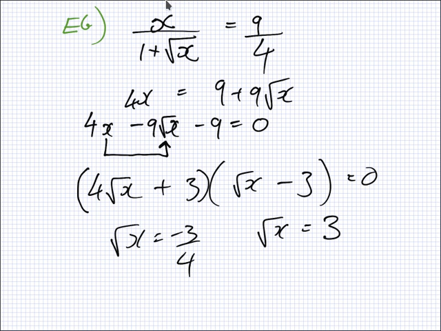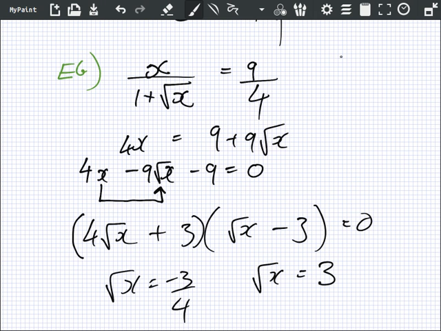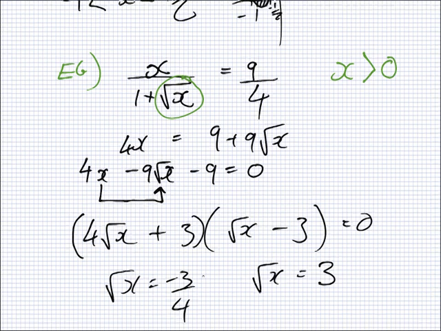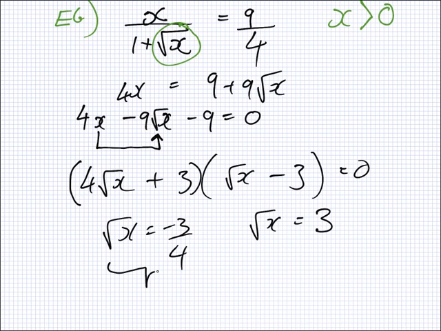Because if you go back to the question, this is important, the x must be positive because of this. It could be 0, but 0 is not possible because you get 0 equals 9 quarters, so it has to be positive. This here doesn't quite make sense, because you can't have the root of a number equal to minus 3 over 4, can you? But this one looks promising, so if I was to square this, I'd get x equals 9.